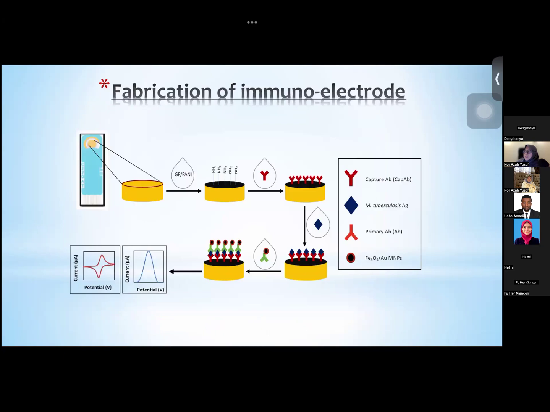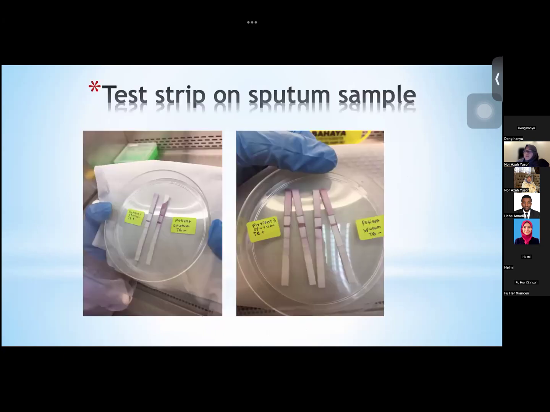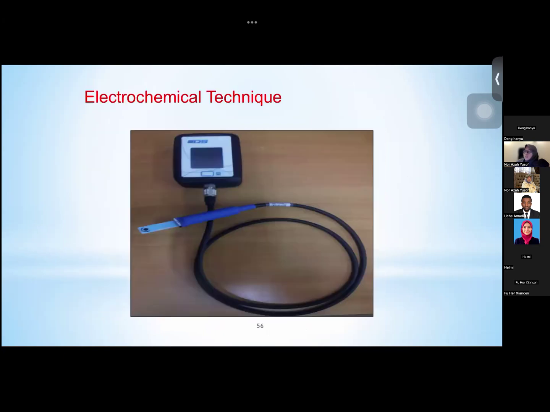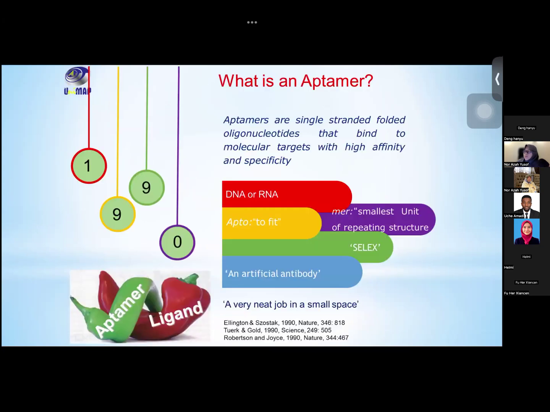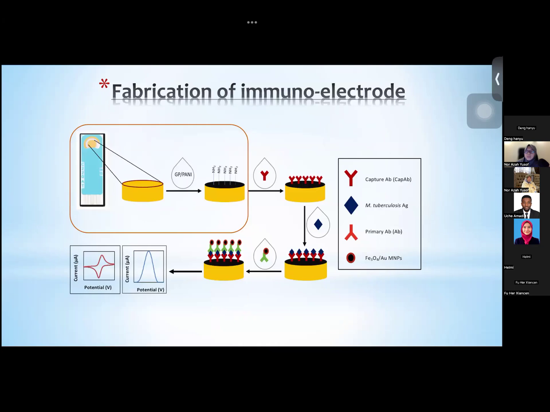So this is just an example of work that we have done on tuberculosis based on antibody. Okay. So if you are interested, you can go through this during your recess from 7 to 8 time.